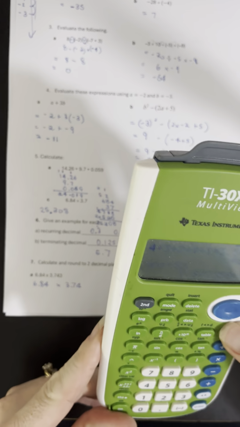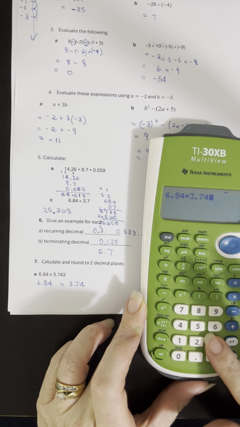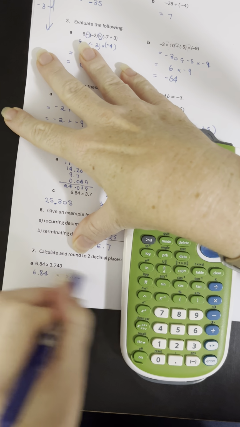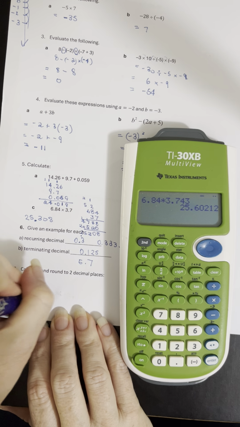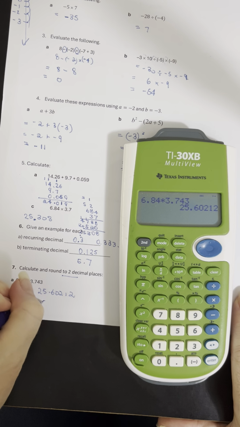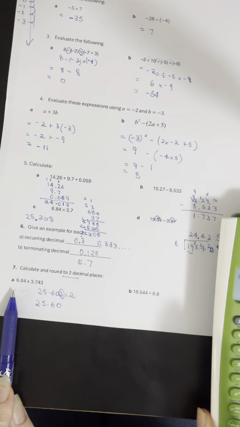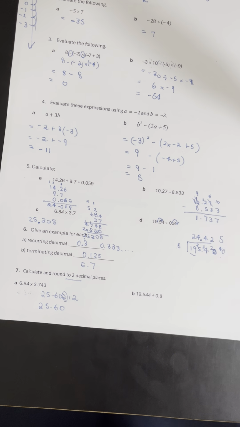Okay, so got the calculator and I've got 6.84 times 3.743, and that is going to give me 25.60212, and then I want to round it to 2 decimal places, so that will give me 25.60 for my rounding, because I would look at that critical digit of 2 and that would tell me to round down. The reason I'm assuming this is a calculator question, even though it doesn't say it there, is because we don't expect you to do the 3-digit multiplication.